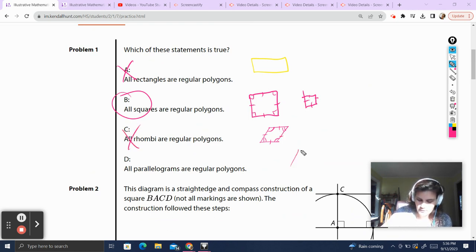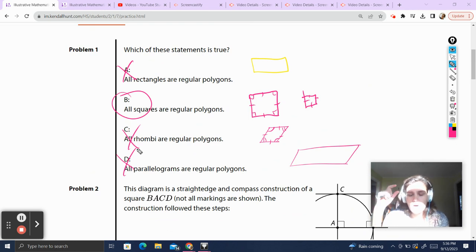All parallelograms are regular polygons. This guy's a parallelogram and clearly not a regular polygon, so we cross it out. So always go back to your definition, always make sure your definition is correct, and then just see if you can find something that's not true in the case. And that can help you solve the question.